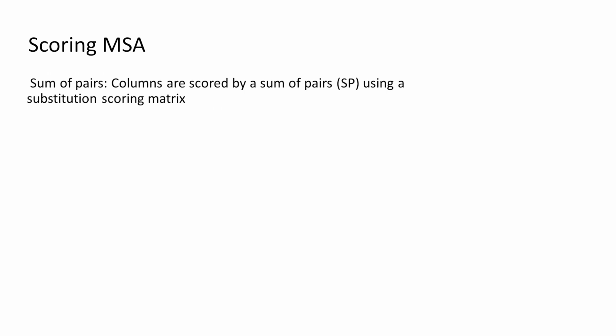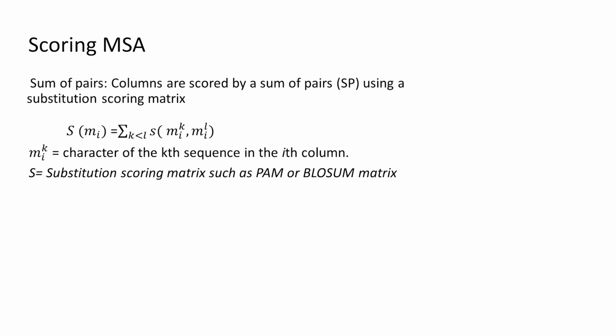So, for multiple sequence alignment, scoring is important, and for scoring, sum of pairs scoring, in which columns are scored by sum of pairs, can be calculated using the substitution scoring matrix. The formula for this is S(m_i) equals the summation over k less than l of S(m_i^k, m_i^l), where m_i^k is equal to the character of the kth sequence in the ith column. So, S is the substitution scoring matrix such as PAM or BLOSUM matrix.